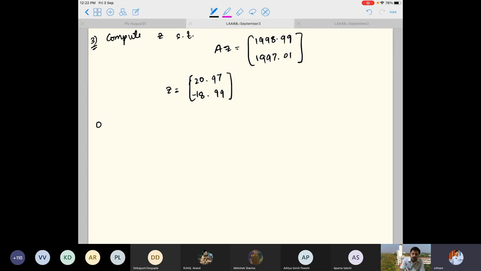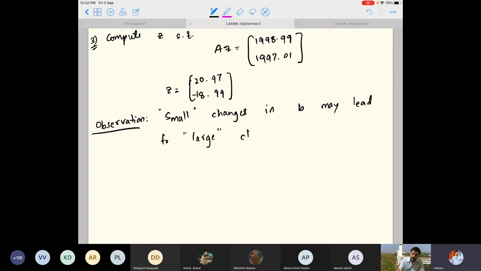So what is the observation here? Observation is the following. Small changes in B may lead to large changes in x. And this is undesirable, right? You don't want that to happen. If this is happening, then you are in trouble, right?